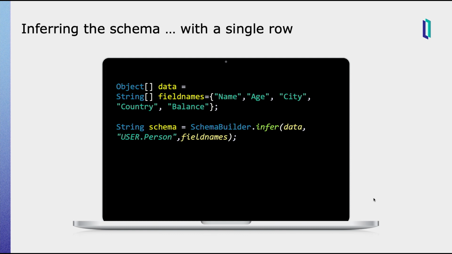The only information that we need from you is how you are going to call these columns, right? So that's the third argument here called field names. And we're going to create them, in this case, name, age, city, country, and balance. That's how we're going to name these properties, okay? It's a very simple way, if you're working with dynamic data and you don't really know what it looks like, and you don't have to walk your data and try to figure out, hey, is this a string, is this an int? That's something we can do automatically for you.